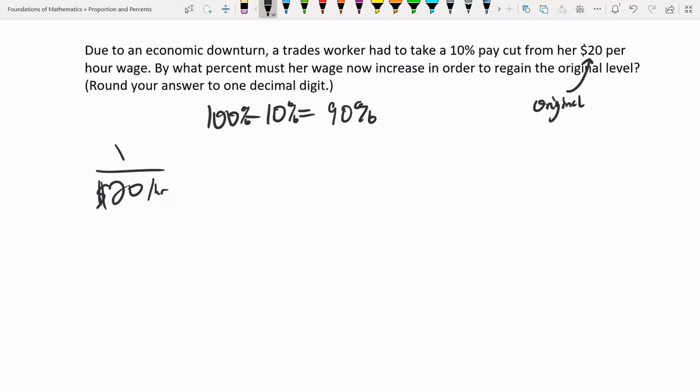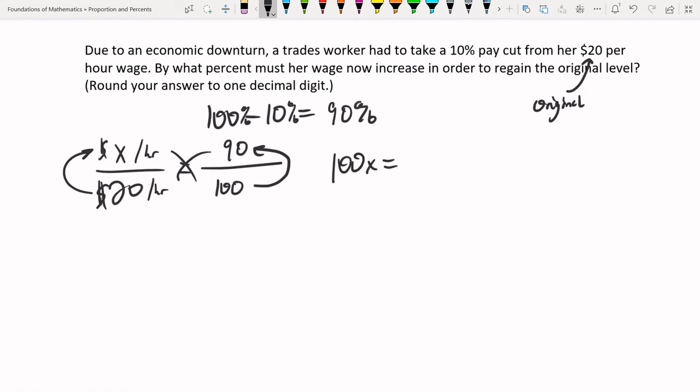Per hour becomes X dollars per hour, equaling 90 over 100, right? 100 went down to 90. 20 is going to go down to some amount. Cross multiply and divide. We get 100x equals 90 times 20, which I believe is 1800. Yep. Divide by 100 and we get $18 an hour. So she lost $2 an hour by doing that.